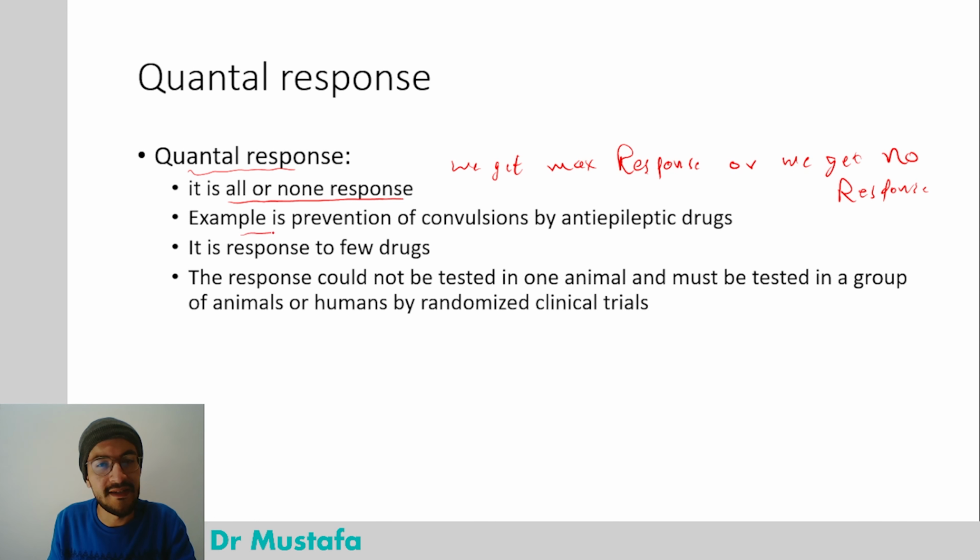An example is the prevention of convulsions by anti-epileptic drugs. When we give the anti-epileptic drug, we either prevent the seizure or we don't prevent the seizure. So it's an all or none response, and it is a response to few drugs. Few drugs exert this response, and the response cannot be tested in one animal and must be tested in a group of animals or humans.